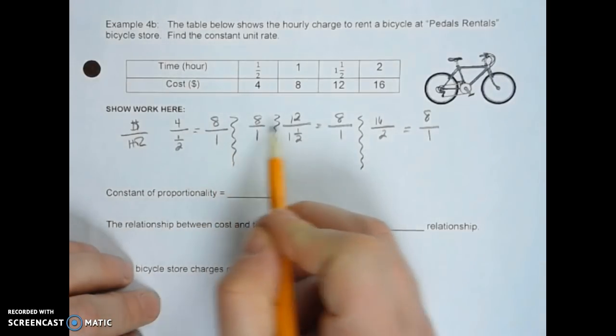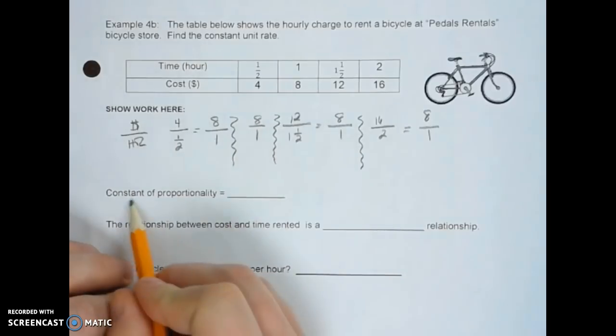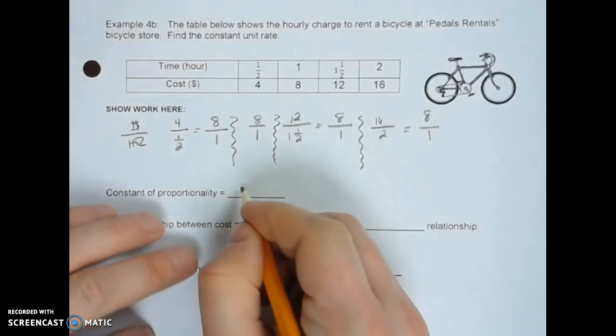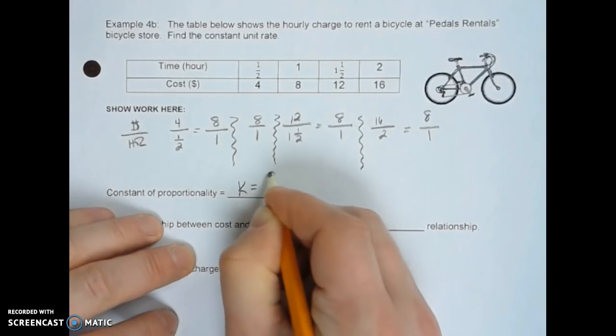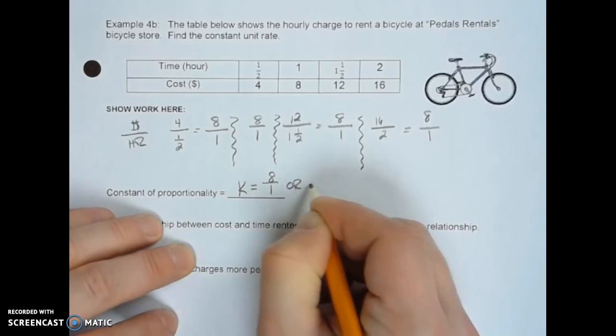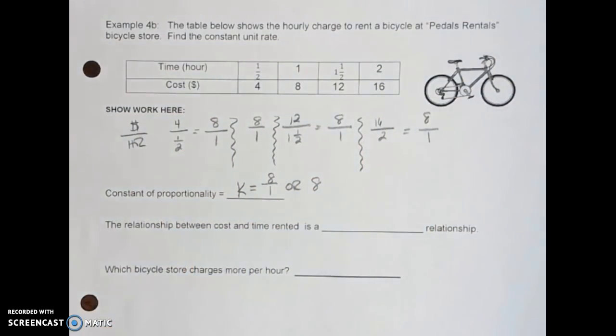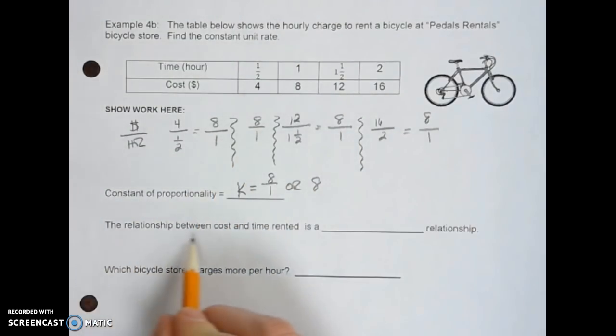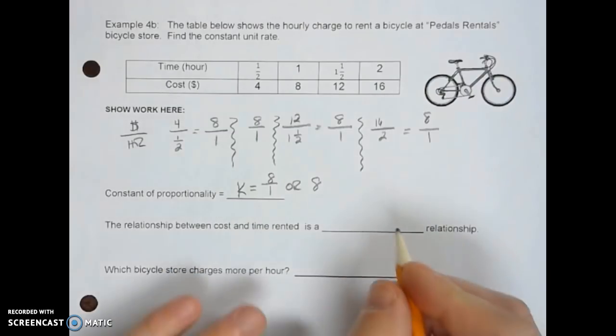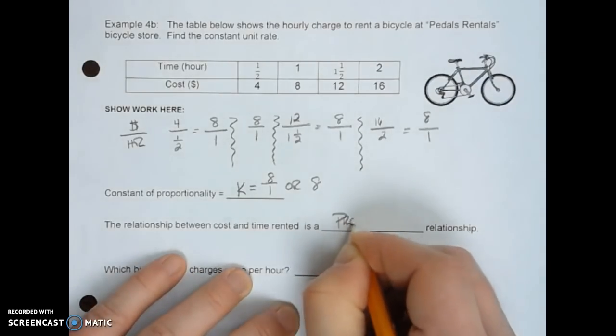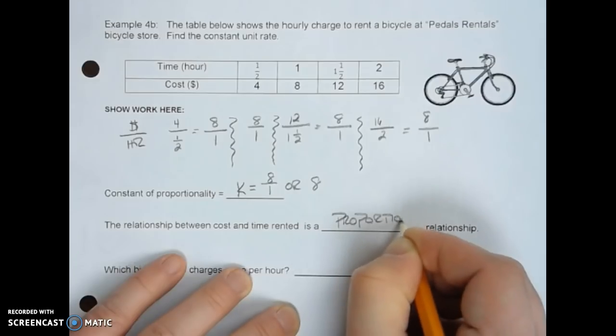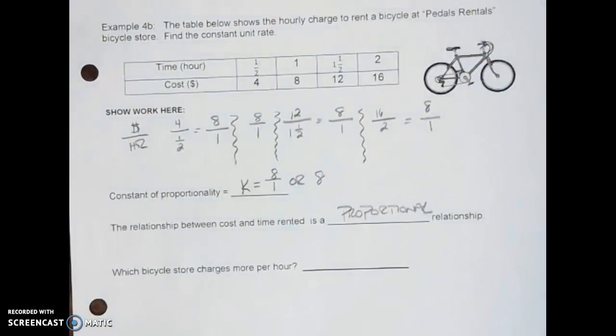So again, I look at all 4 of the unit rates. They're all the same. The constant of proportionality K is equal to 8 over 1, or 8. It means that it costs $8 per hour to rent a bicycle at this store. Since all 4 of the unit rates are the same, there's a constant unit rate, and the relationship between cost and time rented, again, is a proportional relationship.